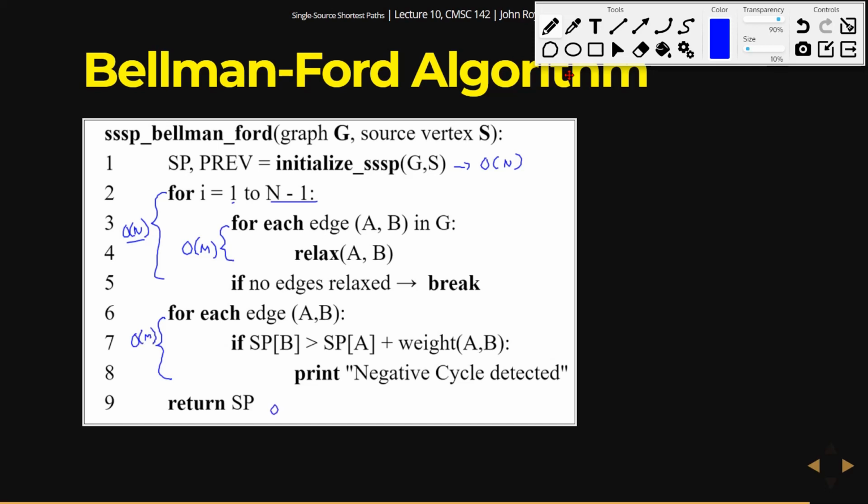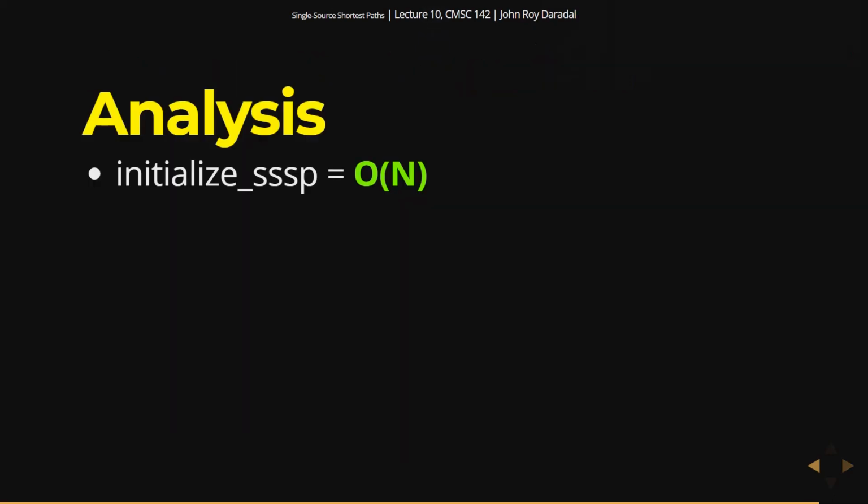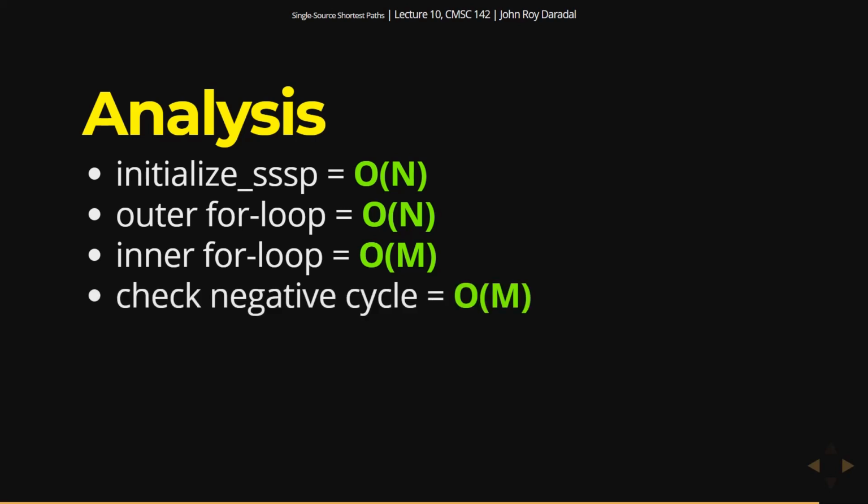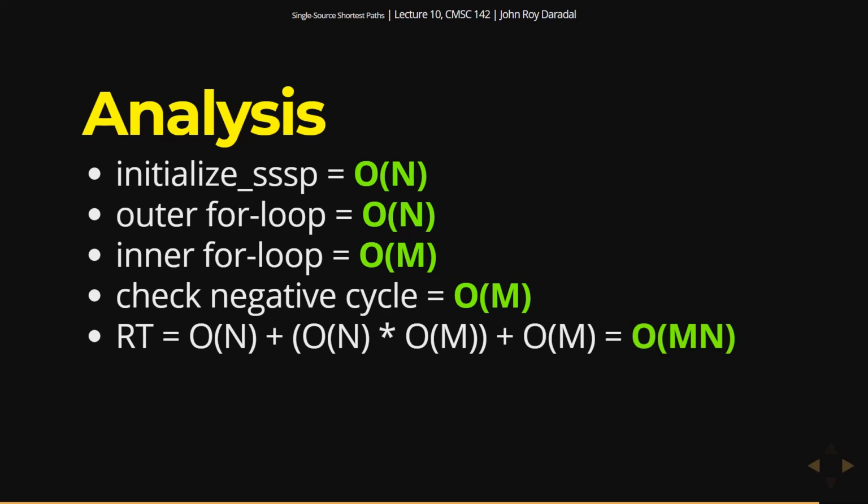So in total, that would be O of n plus O of n iterations, and then per iteration you're doing O of m work, plus the O of m at the end. So the running time is still O of mn, because the biggest factor here is n times m. That's stated here: initialize SSSP is O of n, the outer for loop is O of n, the inner for loop is O of m because you're going through each edge, and checking the negative cycle is O of m. So in total, it's O of mn. Now for the memory, it's just constant because you're not using any extra memory for this one.